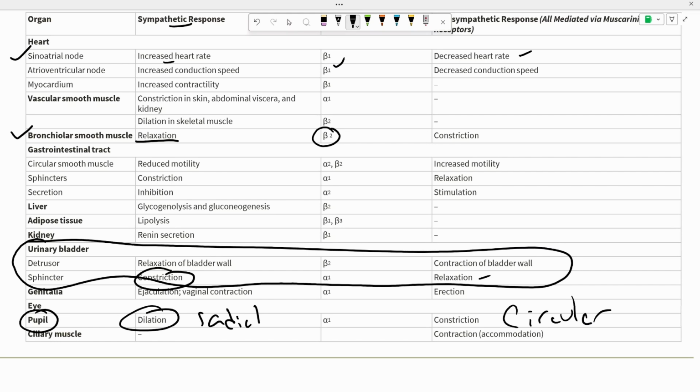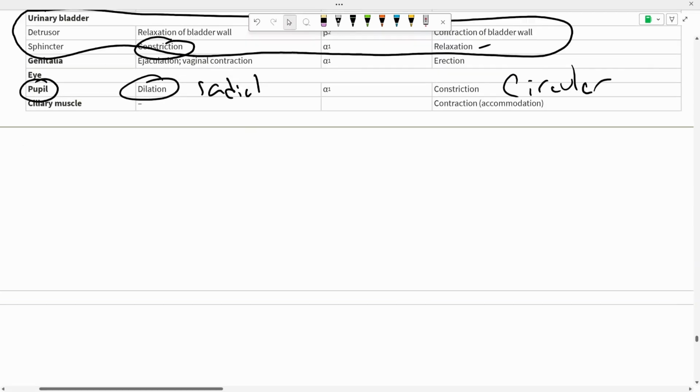Know what you have to do during those environments, and just think about the question, which one is going to help me perform activity if it's a sympathetic question? Which one's going to help me digest and relax if it's a parasympathetic question? Okay, so just always keep that in your mind.